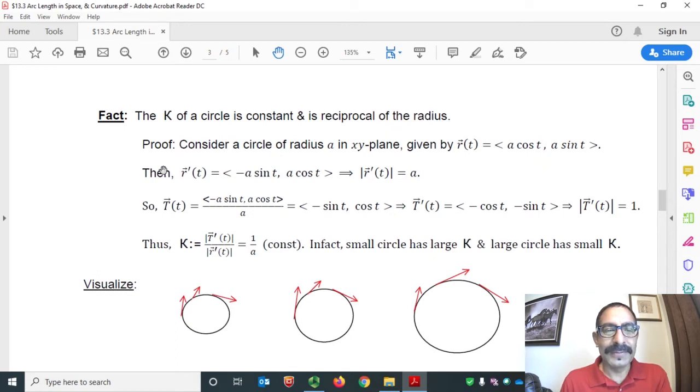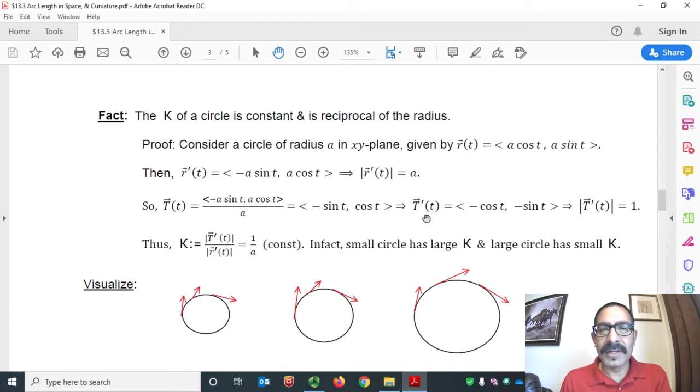Let's see a quick proof here. Consider a circle of radius a in the xy plane given by r(t) equals the vector with components a cosine t, a sine t. Then find r'(t). Then find its magnitude. The magnitude of r' equals a. So the unit tangent vector T equals r' over the magnitude of r', which turns out to be the vector negative sine t, cosine t.